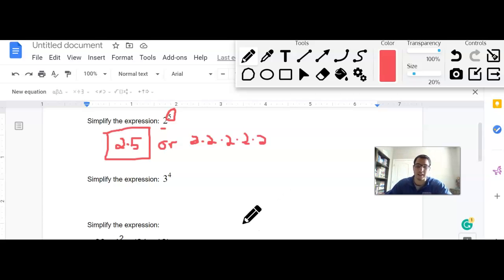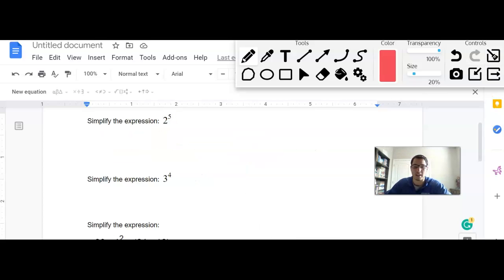All right, let's go ahead and solve for it then. 2 times 2 is 4. 2 times 2 is 4. So if you want to do it this way, 4 times 4 times 2. 4 times 4 is 16. Times 2 is 32. All right, so 2 to the power of 5 is 32.